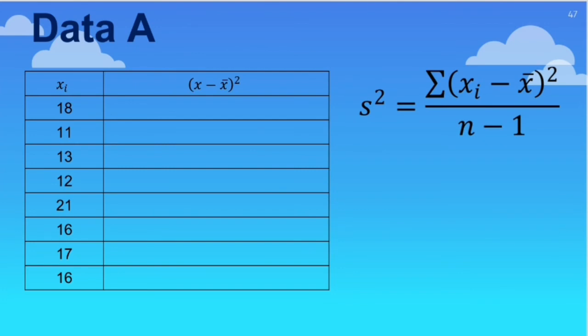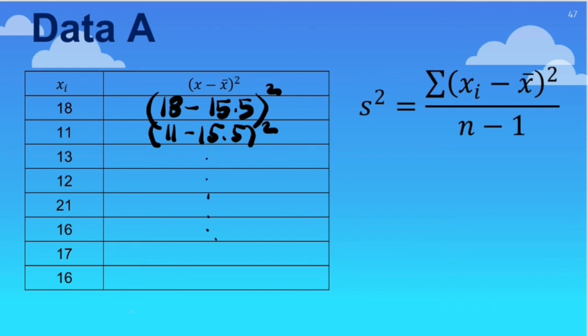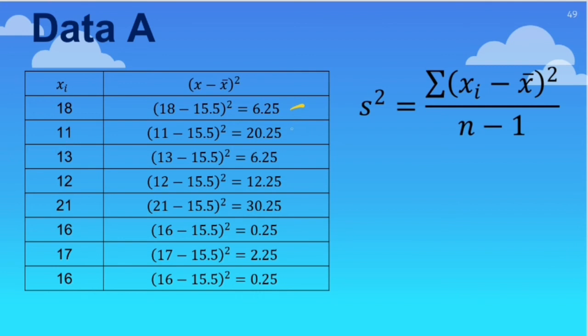What we're going to do is get the summation of the difference of each observation minus the mean, squared. 18 minus 15.5, which is our mean, squared. And we also have 11 minus 15.5 squared, and so on. We get 6.25, 20.25, 6.25, and so on to 0.25. Adding all of these gives us a value of 78.